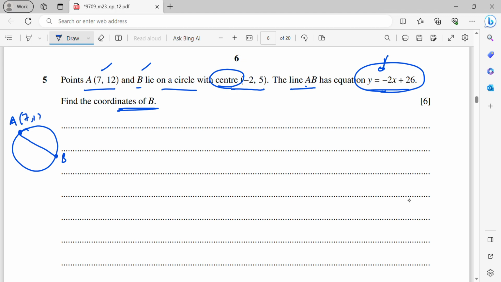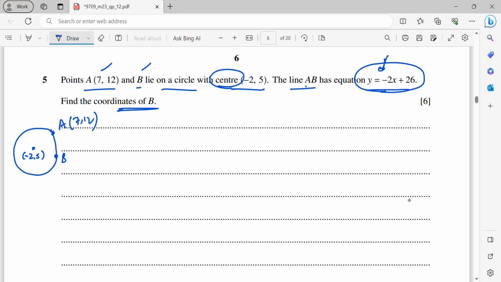Then this is 7, 12, and then it's mentioned that your center is at -2, 5. Okay, -2, 5, which means my A is not there. Let's say here is the center, -2, 5. Maybe your A is over here because the x coordinate is positive, and the x coordinate for the center is negative. So let's say this is a graph, just a rough idea. So this is your A, 7, 12.